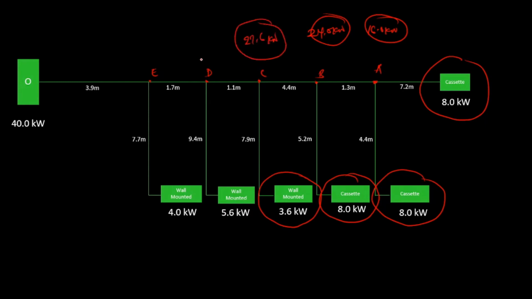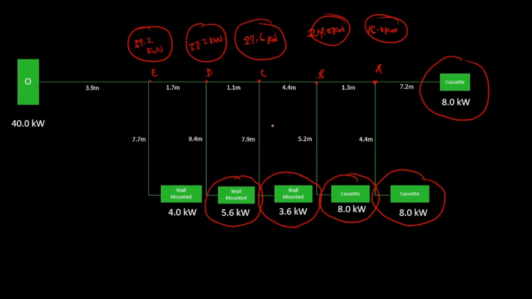kilowatts. At branch D, the total indoor units capacity is 27.6 kilowatts plus 5.6 kilowatts. That's this. So come here and write 33.2 kilowatts. At branch E, the total indoor units capacity is 33.2 kilowatts plus 4.0 kilowatts. So that will give us 37.2. So we'll come here and write 37.2 kilowatts. So with that, we have calculated the total indoor units capacity on each branch.